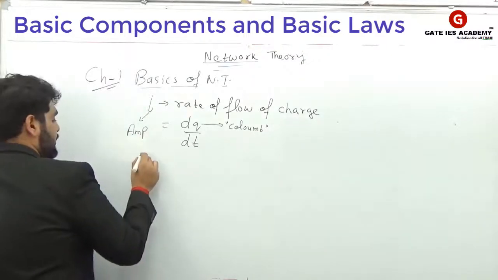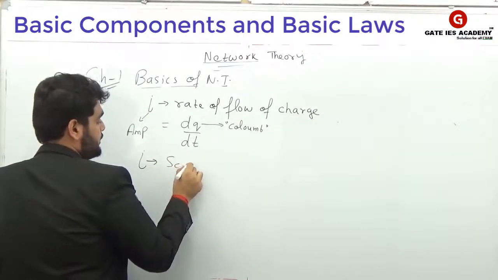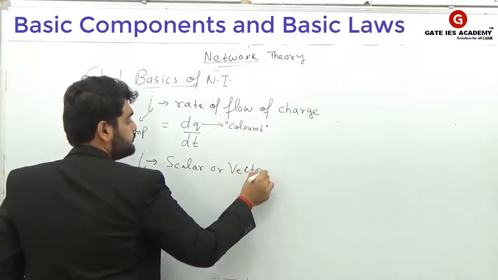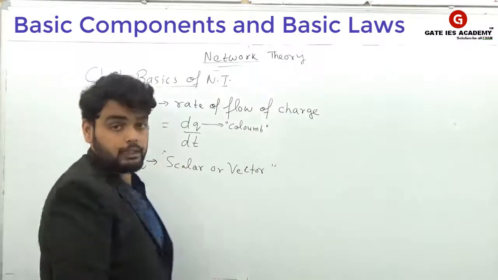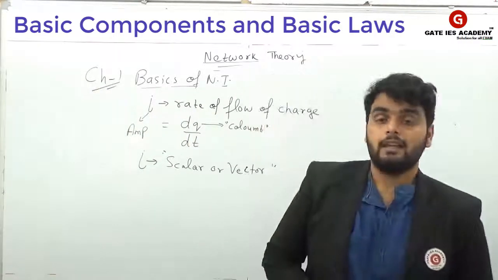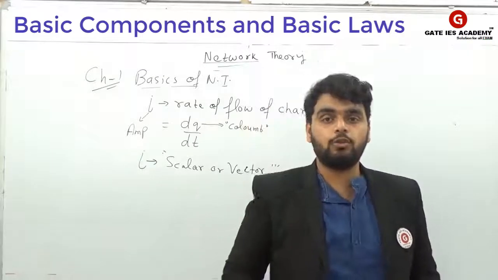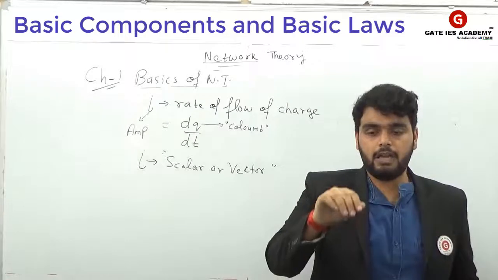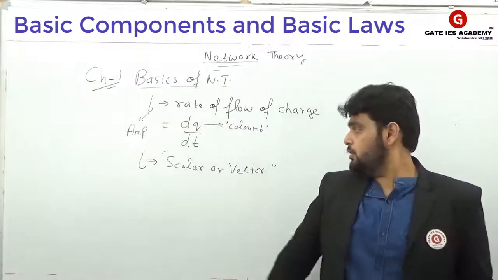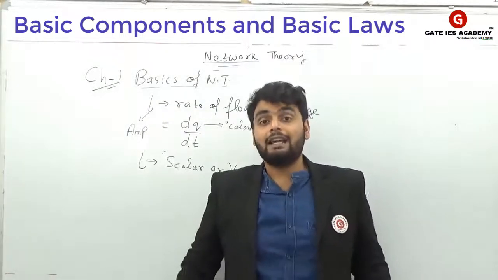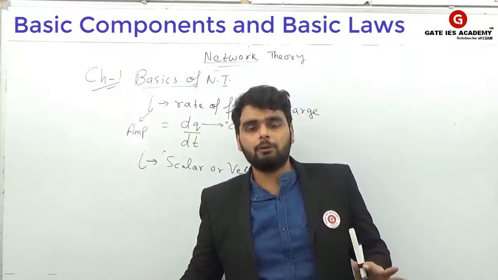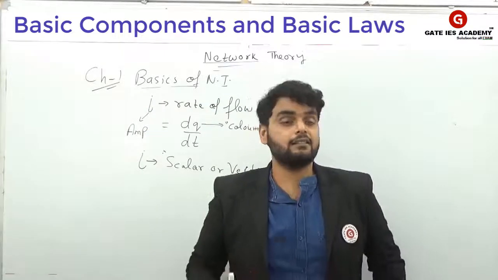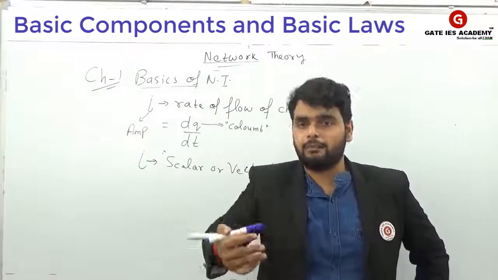Now the question asks, current, is it a scalar quantity or a vector quantity? Scalar quantity means only magnitude. Vector quantity means magnitude and direction. For 2 minutes, think about it and pause the video. So I hope you have thought about it. If I talk about my experience, most of the students will say this is a vector quantity because current has direction also, and current has magnitude also.